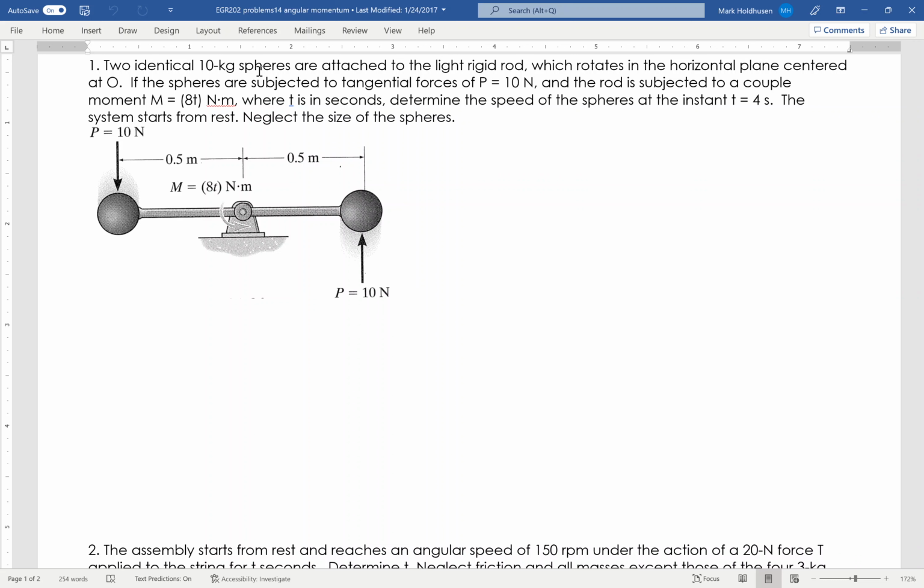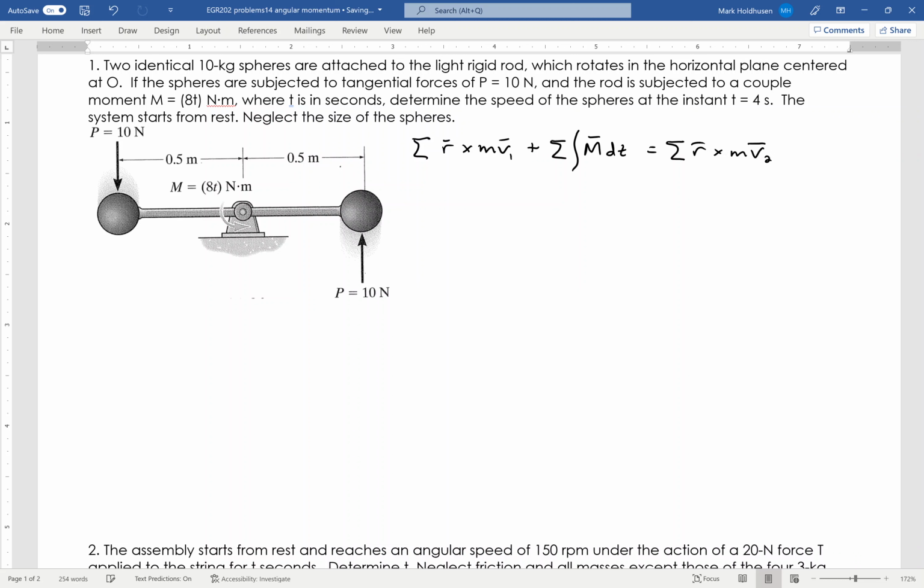So speed or velocity, 4 seconds, that tells me impulse momentum. The fact that this thing is rotating tells me angular momentum. I can take the sum of all of the r cross mv's, right? So I take r times my momentum, plus any external moments on my system, equals r cross m v final.